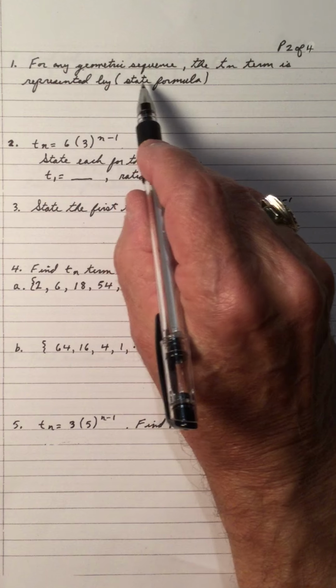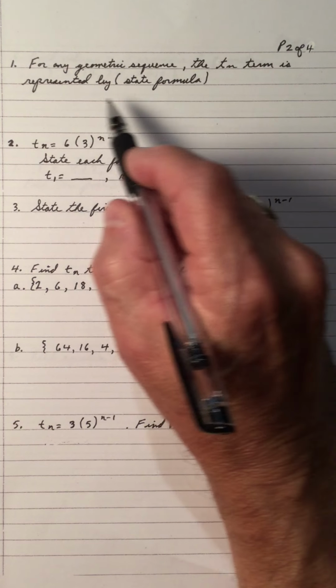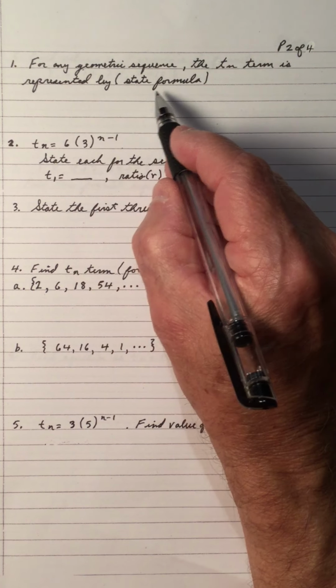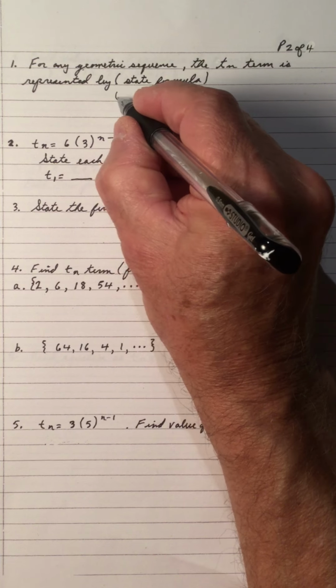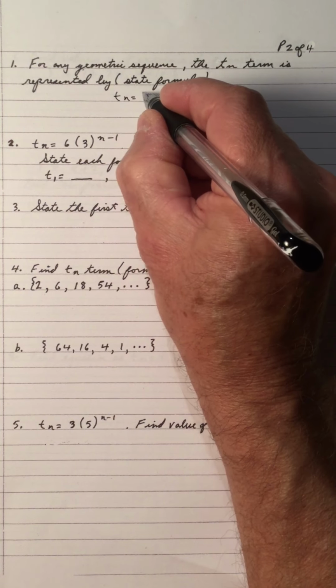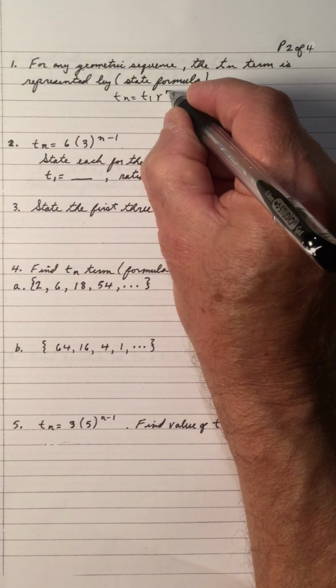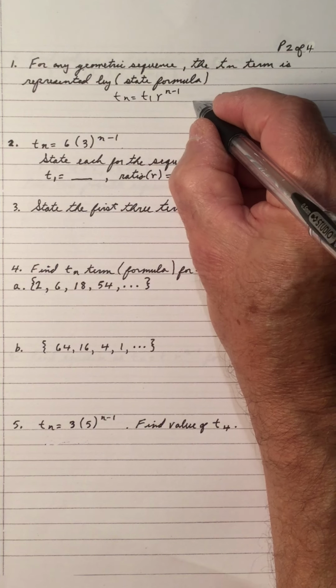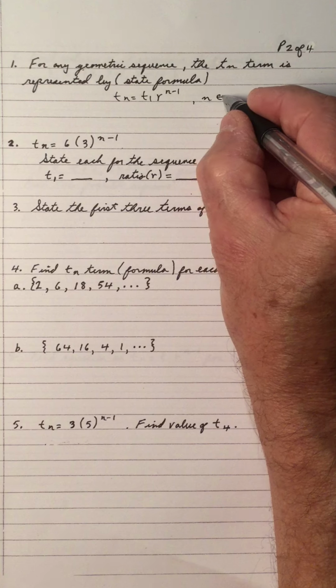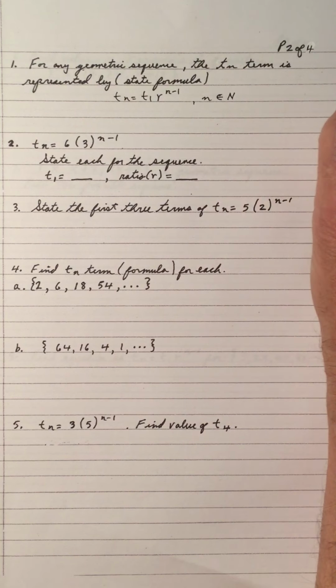For any geometric sequence, the nth term is represented by the formula Tn equals T1 times R, for ratio, to the n minus 1. And again, n belongs to the natural numbers.